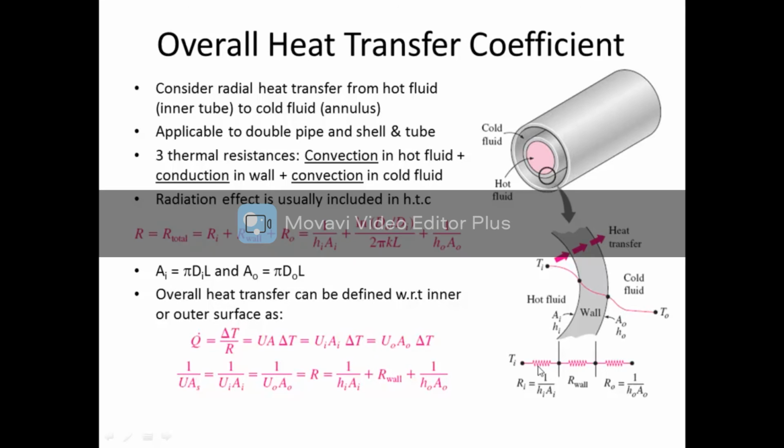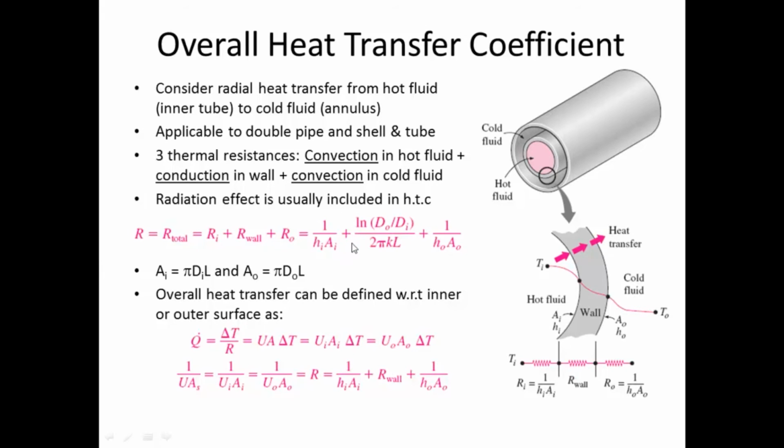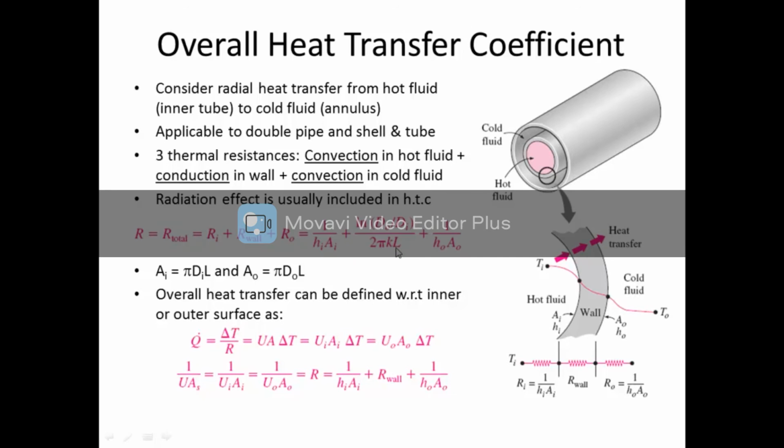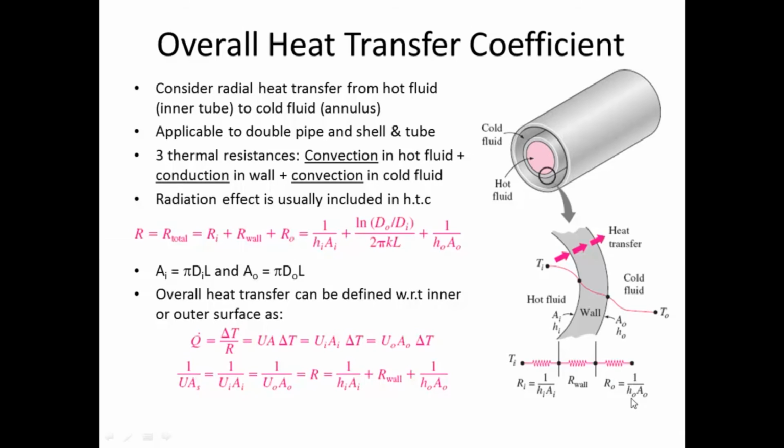On the inner side, where the hot fluid is flowing, the convection resistance is given by 1 by HI AI. For the wall, the conduction resistance R wall is given by the logarithmic formula for the cylindrical systems, expressed in terms of the outer and inner diameter, thermal conductivity, and the length of the heat exchanger. For the outside, we again have the convective resistance in terms of the heat transfer coefficient HO and the surface area AO.